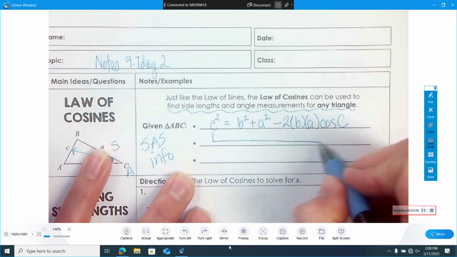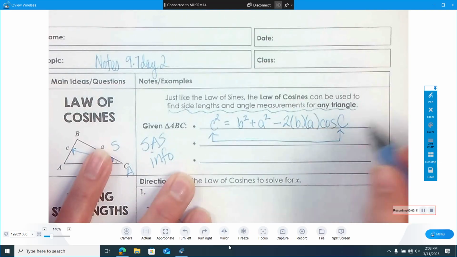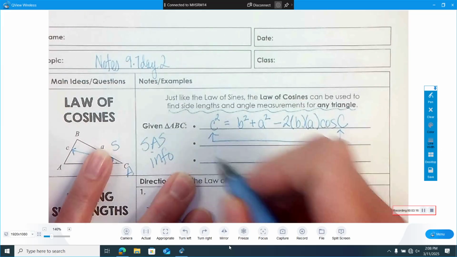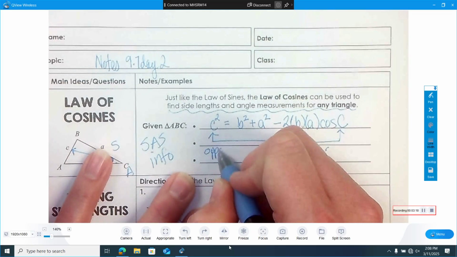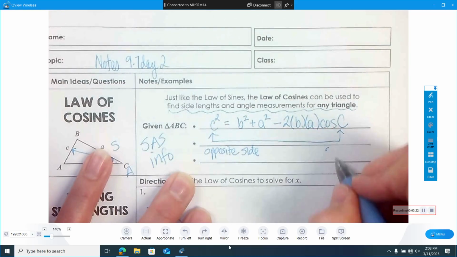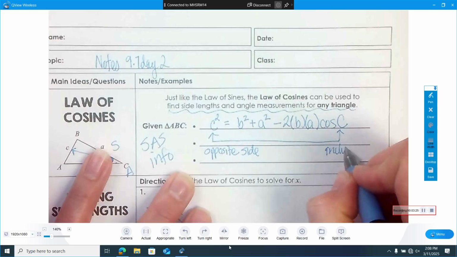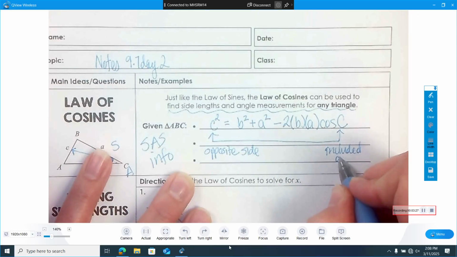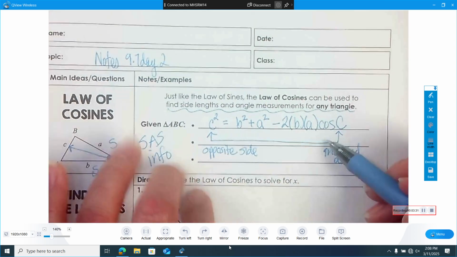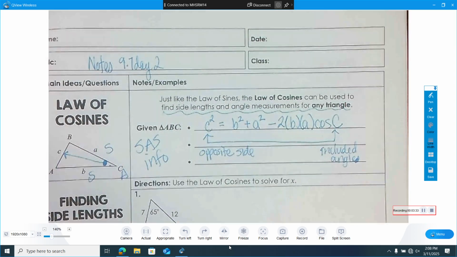The key here is that whatever our angle is, we have the opposite side that is what we're equal to. So our angle is our included angle, and it's equal to the opposite side. So those are the things that are really key. But really just a little bit of practice is all we need, and you'll be able to figure out the pattern, I promise.